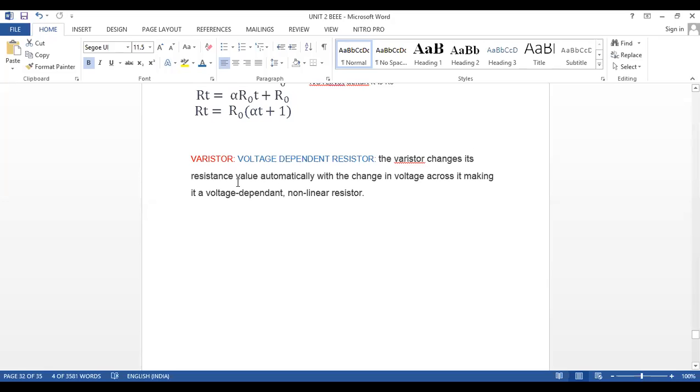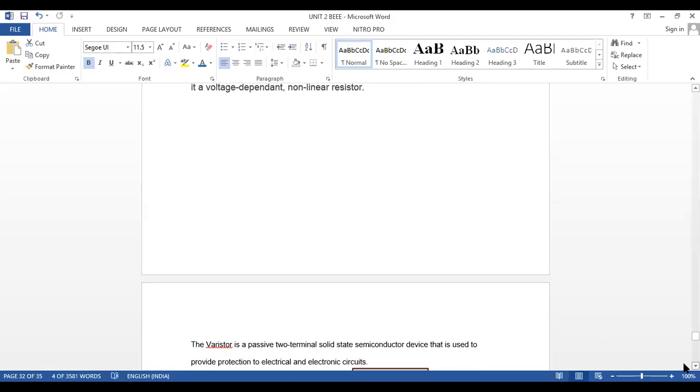Varistor changes its resistance value automatically. So we are not changing the resistor value just like a potentiometer. Varistor changes its resistance value automatically with the change in voltage. That means whenever high voltages are applied or whenever high voltages occur in any circuit, in any device, automatically the varistor resistance starts to change. It decreases. The varistor resistance value gets decreased. It changes with the voltage across it, making it voltage dependent, non-linear. Non-linear means it is not responding proportional to the voltage.